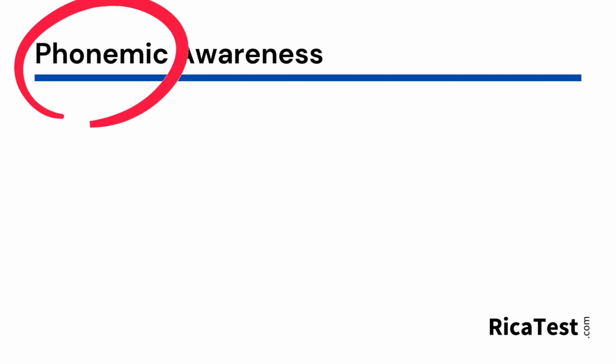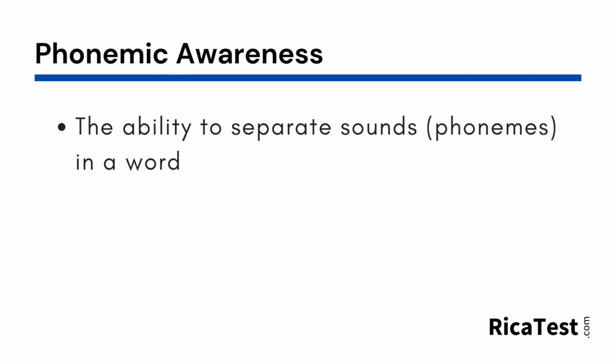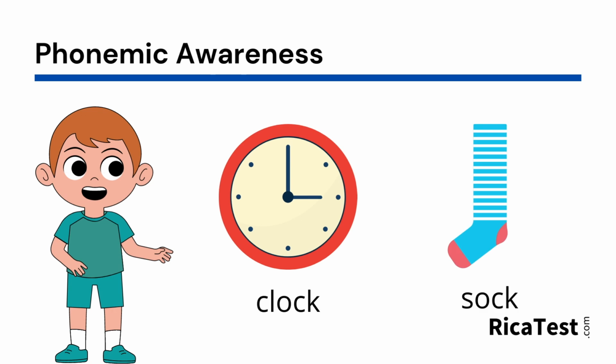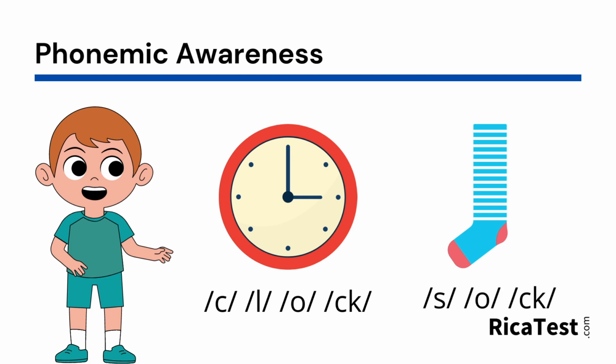Phonemic awareness, on the other hand, is the ability to separate sounds called phonemes in a word. This is accomplished when the student can identify rhyming words, such as clock and sock, as well as showing the ability to identify the number of sounds in a word. For example, clock has 4 sounds, and sock has 3 sounds.